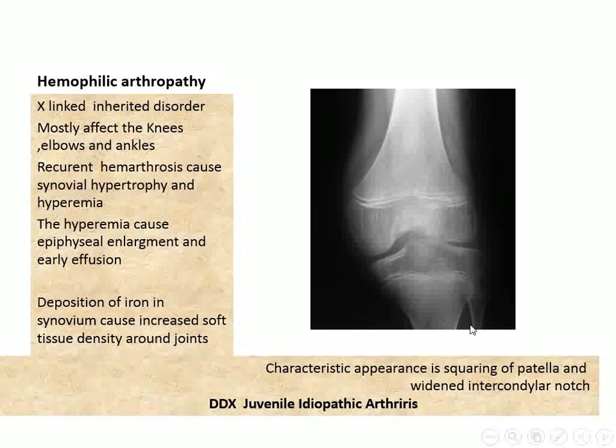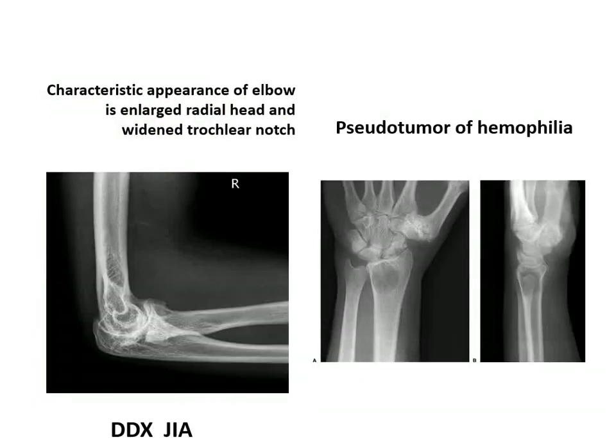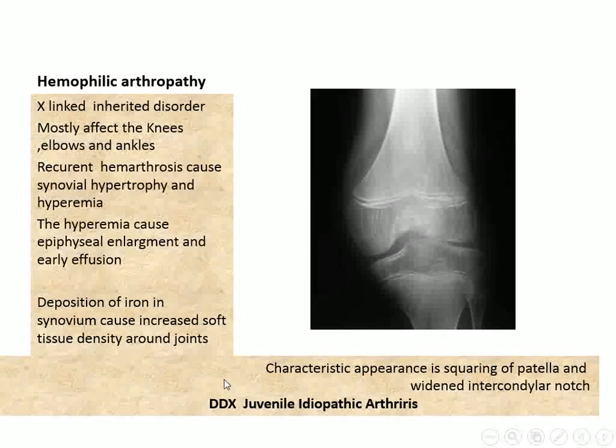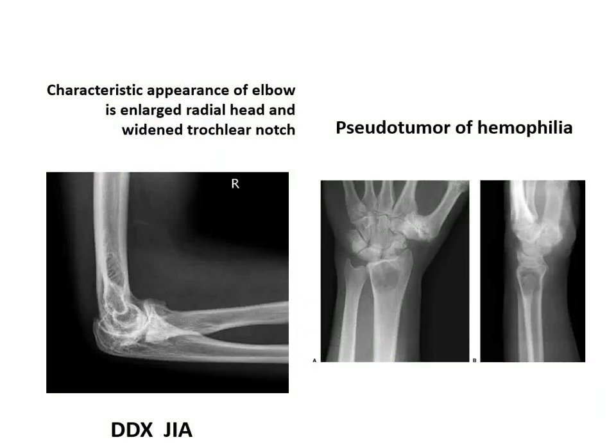Characteristically, in the knee, it causes widened intercondylar notch and increased epiphyseal end. But this will be easily missed if not compared with the other limb. Here we have a differential diagnosis for this epiphyseal enlargement and the widening of the intercondylar notch, which is juvenile idiopathic arthritis. We will talk about it later.